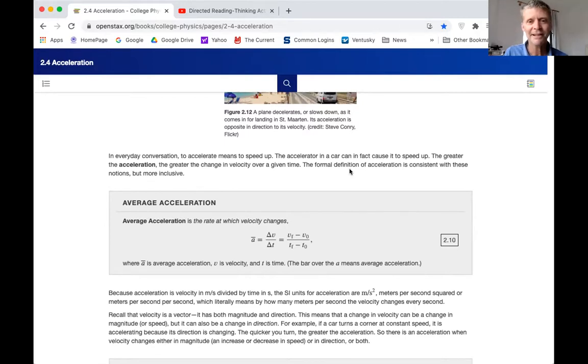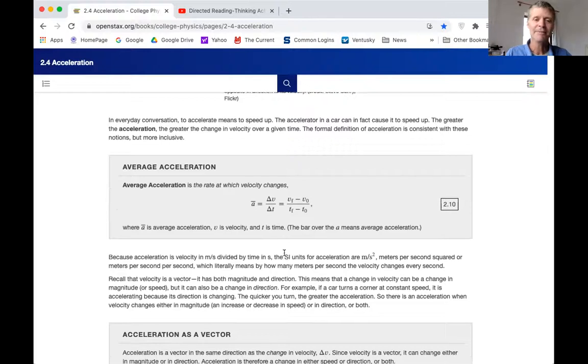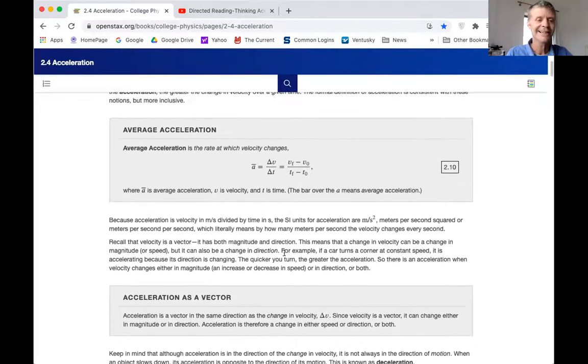The formal definition of acceleration is consistent with these notions, but more inclusive. So we get to our box, average acceleration. Average acceleration is the rate at which velocity changes. So average acceleration is delta V over delta T, which means change in velocity over change in time. And the students are familiar with this notation.